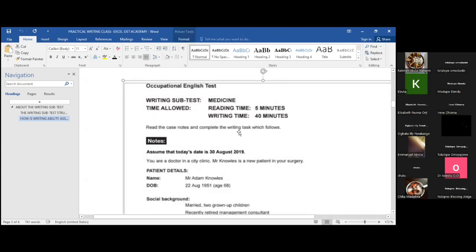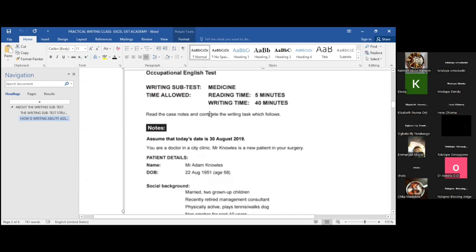All right, so this is one of the subtests. This is a case, and then I'll scroll down. Now look at this. They said reading time 5 minutes, writing time 40 minutes. Assume that today's date is 30th August 2019. Most times on your exam day, the date of referral coincides with the date of your exam. For example, for those writing the exam on 8th of October, most times your dating will be 8th of October.